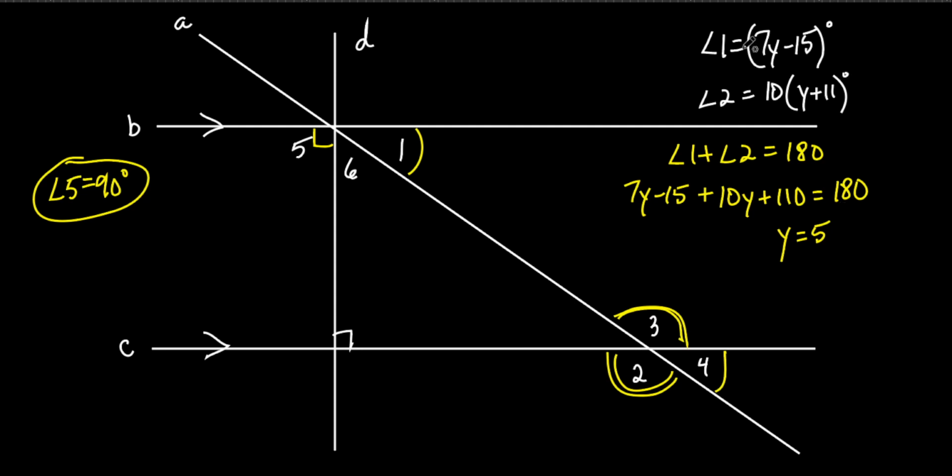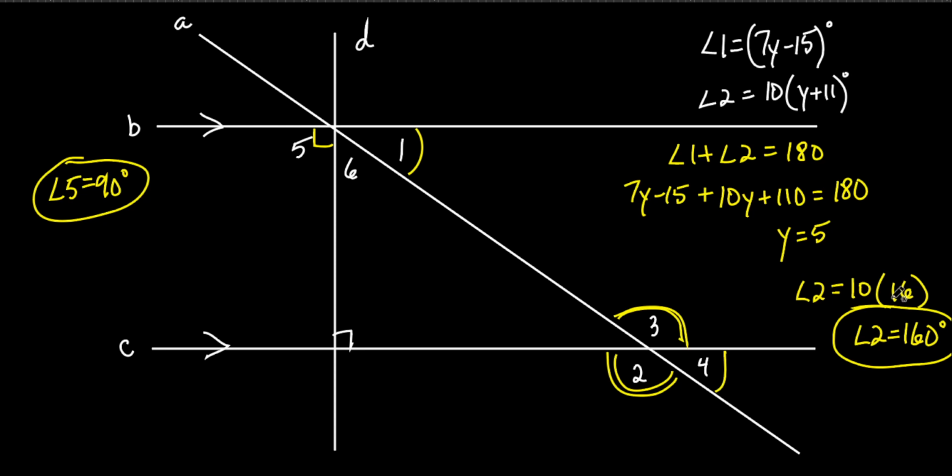So now that should help me find what? Angle 1 and then angle 2, correct? Which one do you think would be the easier one? Angle 2? All right. So angle 2 would be 10 times what? 5 plus 11, which is 16, right? And then what's that? Angle 2 is 160 degrees. Everybody with me? All right, so angle 2 is 160. That's another one of my answers.